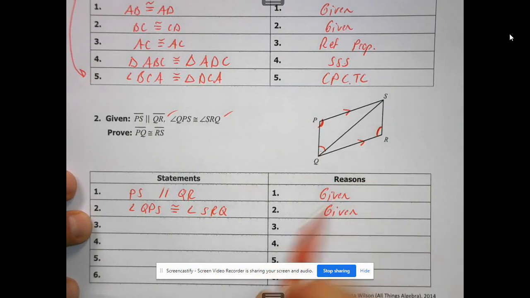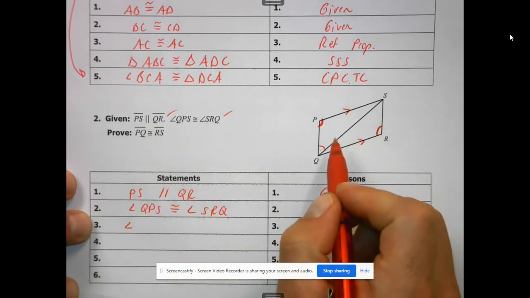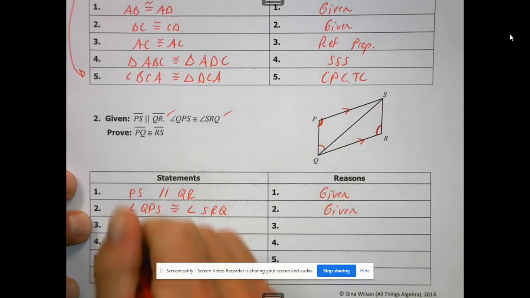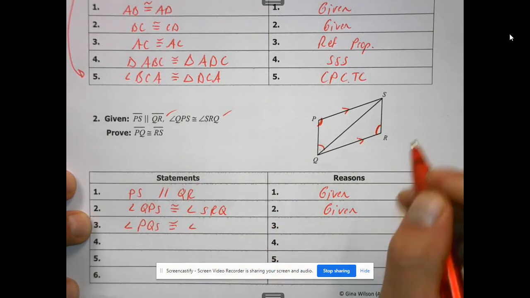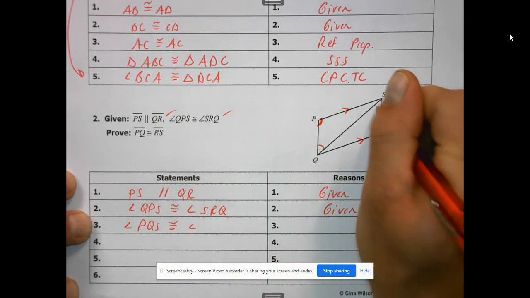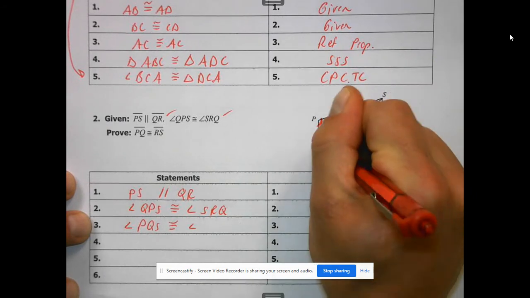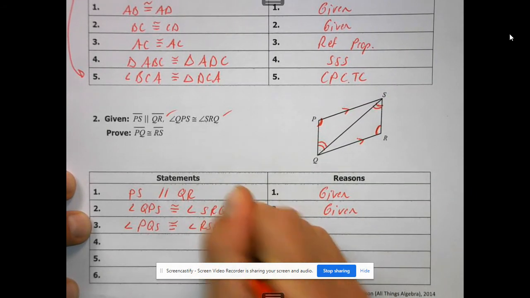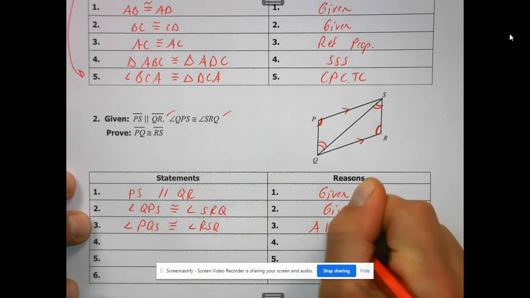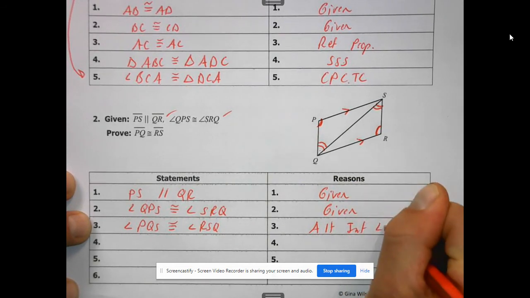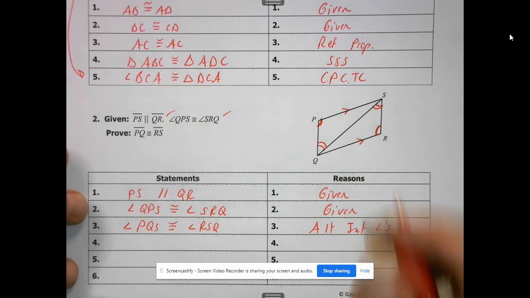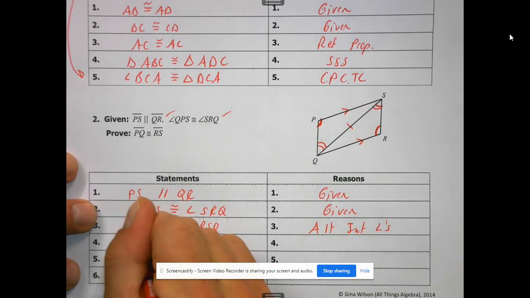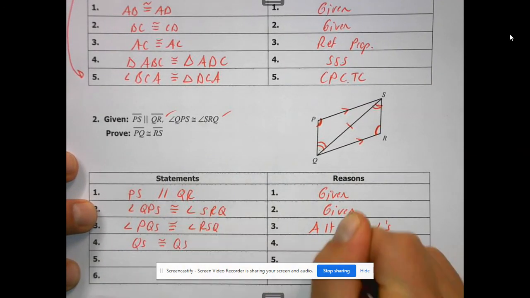I'm going to say that angle PQS is congruent to angle RSQ. Those are alternate interior angles. Okay, freebies are all gone. Now as we look at your diagram to figure out what else you can mark congruent, reflexive property right in the middle there. QS is congruent to QS, reflexive property.